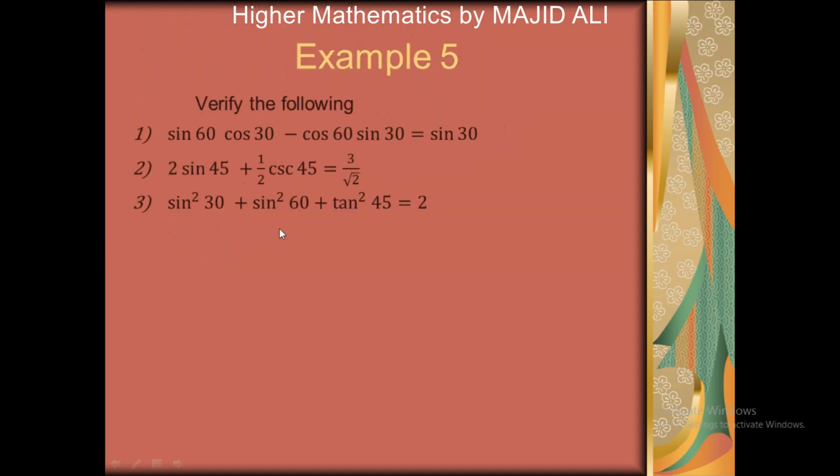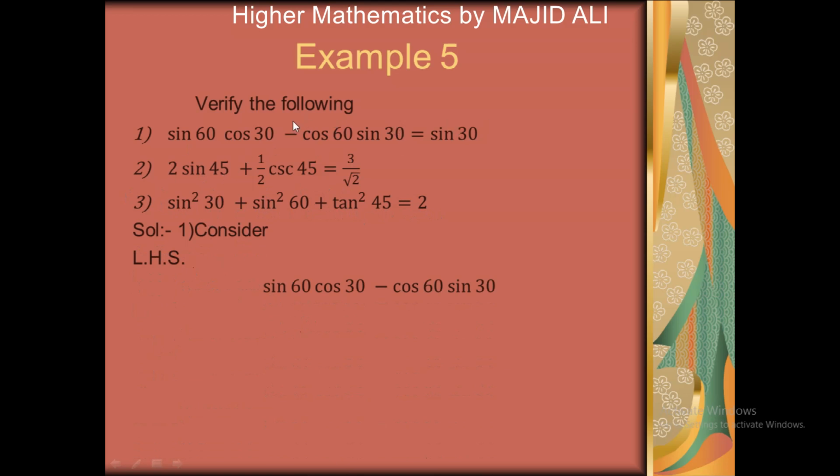This is example 5, verifying the following. This example is related to determining the value of trigonometric functions. sin 60 cos 30 minus cos 60 sin 30, which is equal to sin 30. Second question is 2 sin 45 degree plus 1 over 2 cosecant 45 degree, which is equal to 3 over square root 2. The third question is sin square 30 degree plus sin square 60 degree plus tan square 45 degree, which is equal to 2. So we solve the first here.